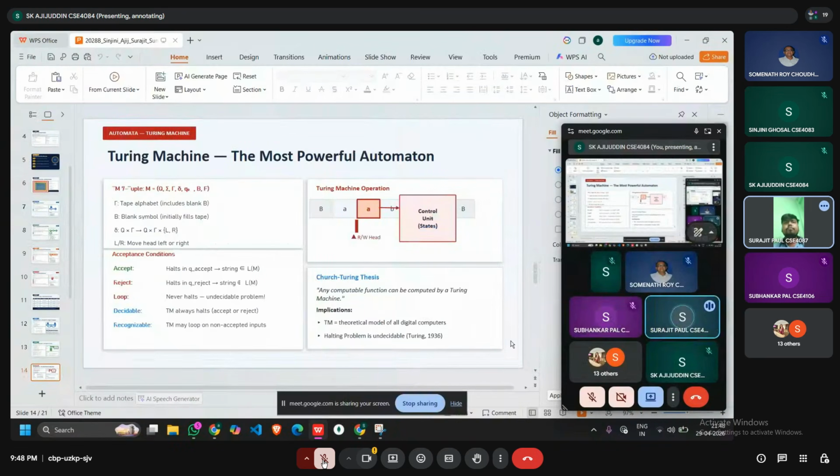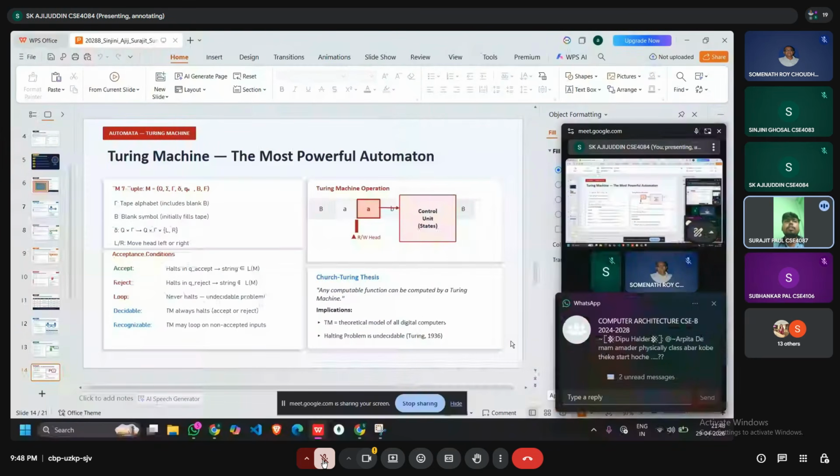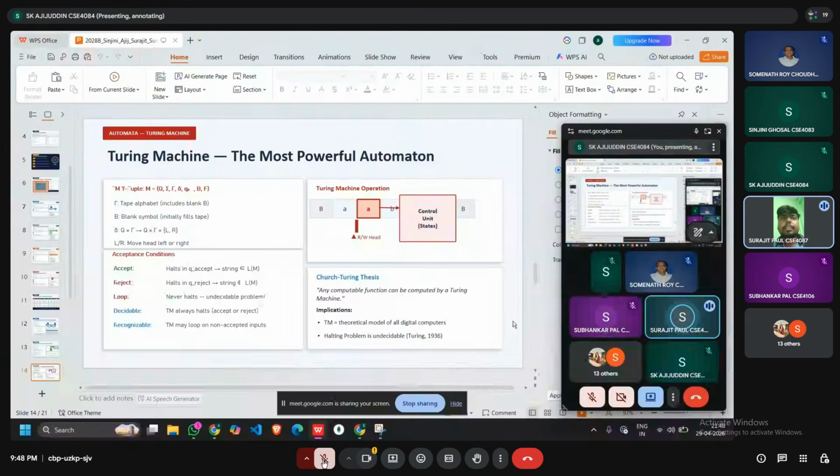Turing machine, the most powerful model in the hierarchy. It uses an infinite tape as its memory and a read-write head. The head is highly flexible. It can move in both directions, left and right. It can also change symbols on the tape. According to the Church-Turing thesis, this machine can simulate any logic that a digital computer can perform, making it the ultimate mathematical model of computation. Next slide.